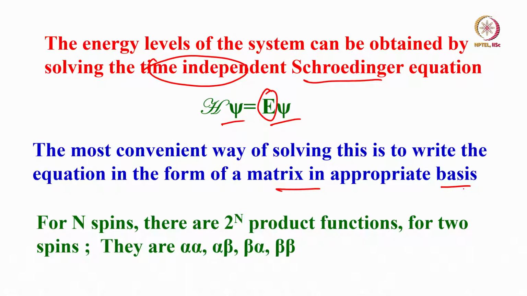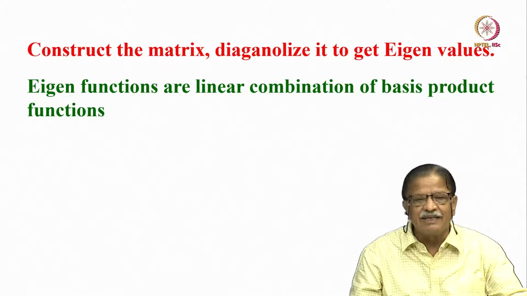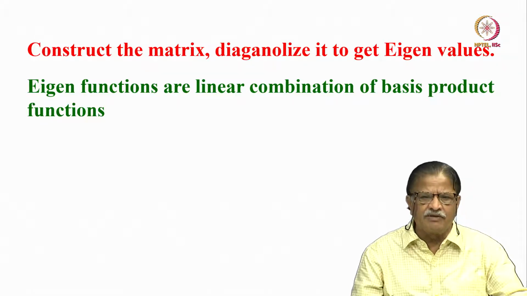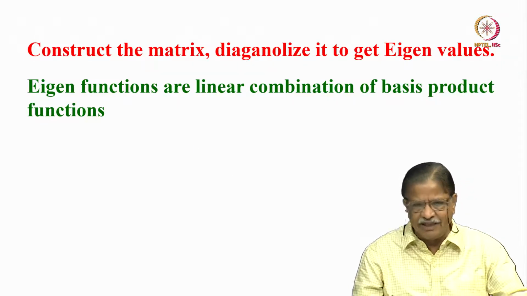Now, for n spins, especially when I am considering 2 interacting spins, we have 2 to the power of n, that is 4 product functions for 2 spins. They are alpha alpha, alpha beta, beta alpha and beta beta. These are the 4 product functions. So, now we can construct the matrix, diagonalize it to get the eigenvalues and get the eigenfunctions, which are linear combinations of the basis product functions. These things we can do.